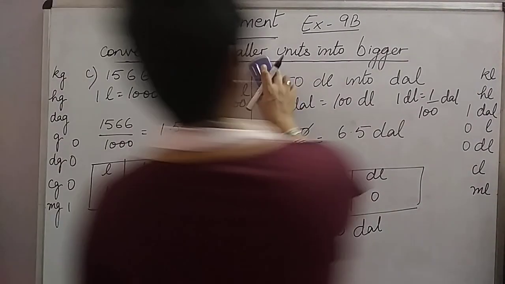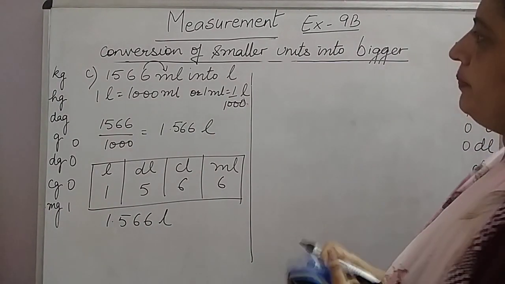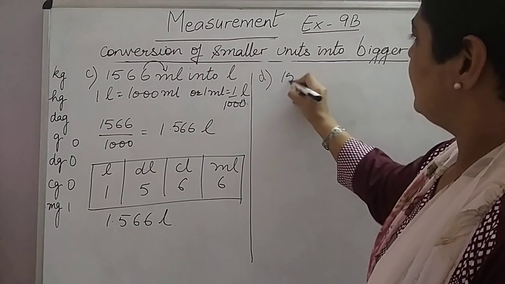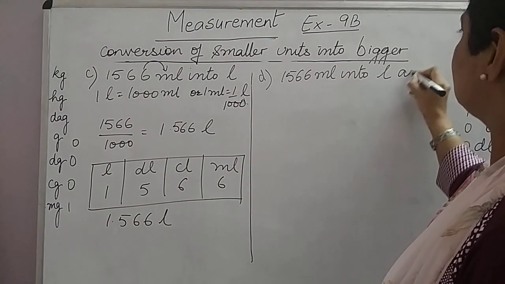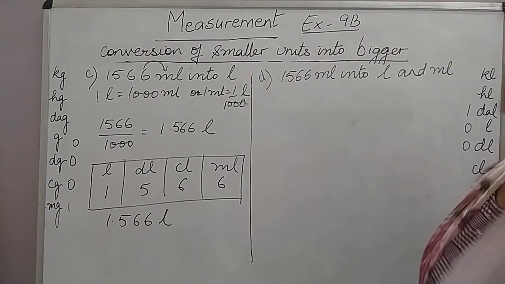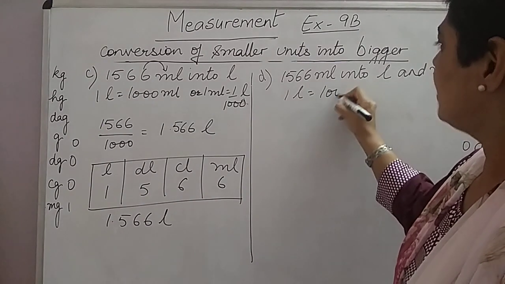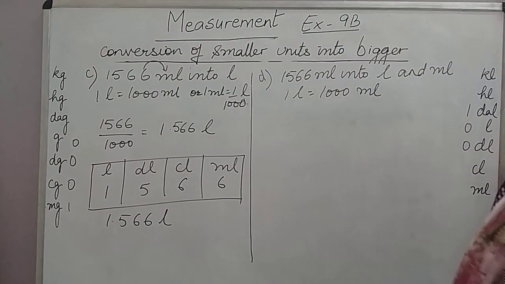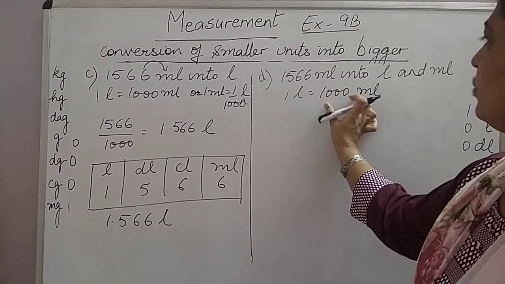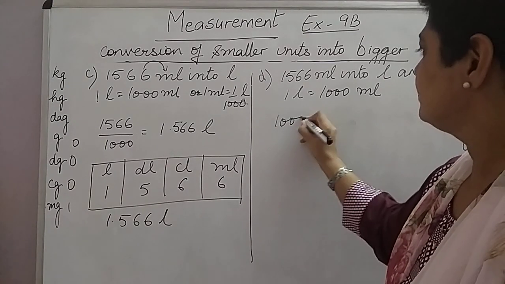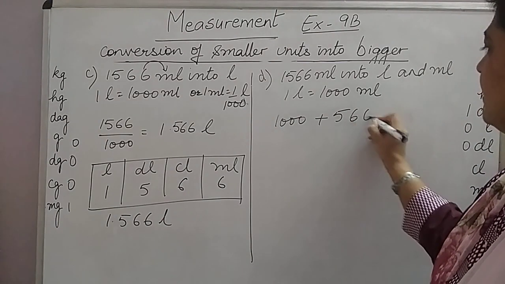Now, we'll take up the same question with little variation. 1566 milliliter into liter and milliliter. Now we know 1 liter is equal to 1000 milliliter. Let us break this number or write it in expanded form, up to thousands place only. 1000. After that there is no other thousands place. We can simply write 566.